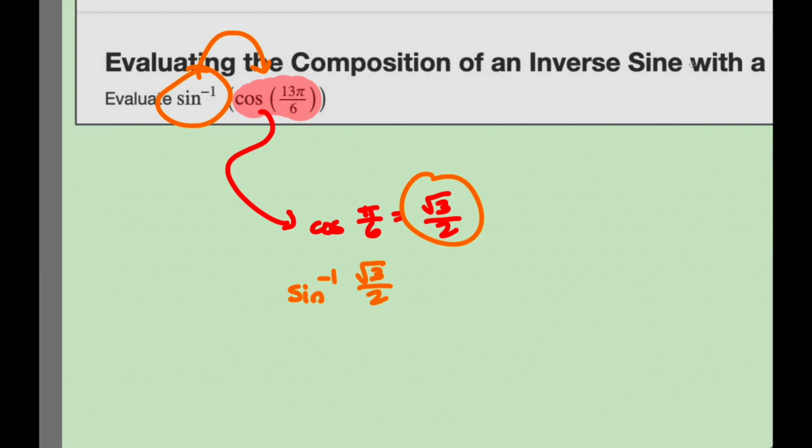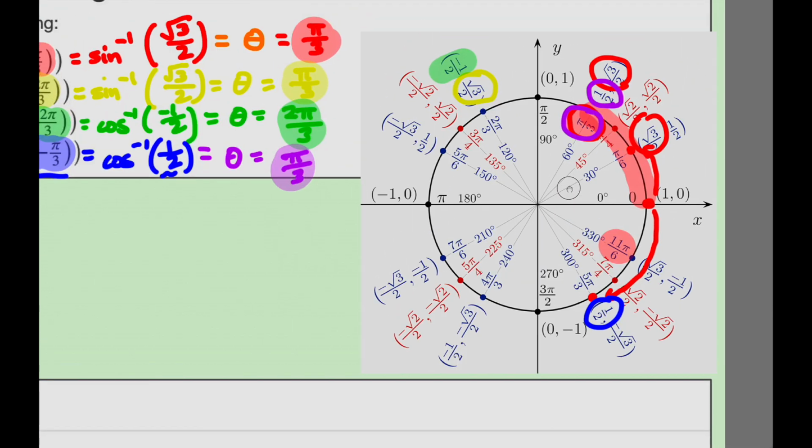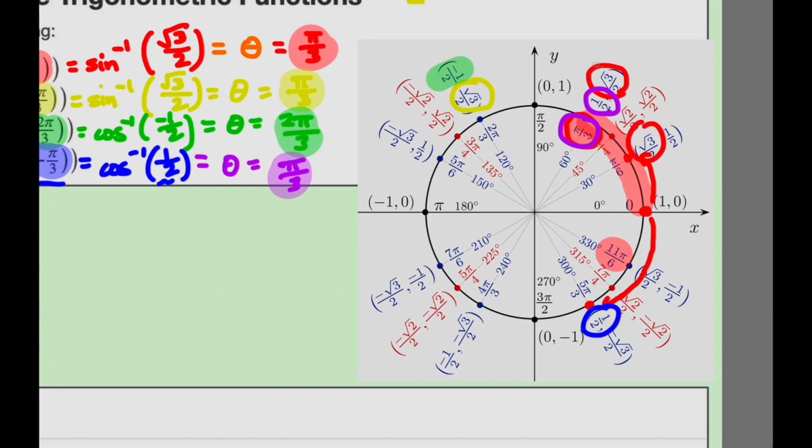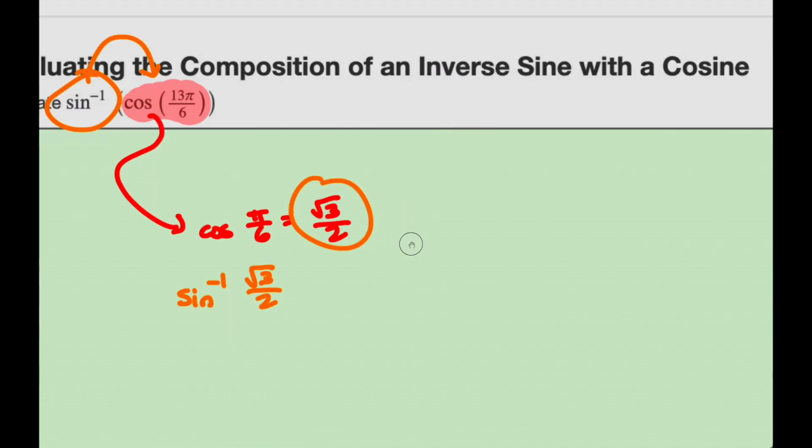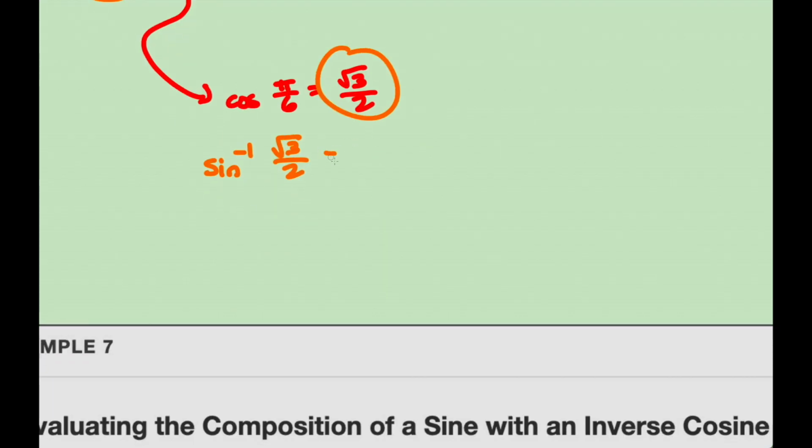Going back to the unit circle, inverse sine of root 3 over 2. We want the y to be root 3 over 2, and it has to be in quadrant 1 or quadrant 4. So in this case, again, it's going to be pi over 3. Lots of pi over 3's, but I'm just pulling these problems from the book, so it's not my fault. So that's the answer for that one.